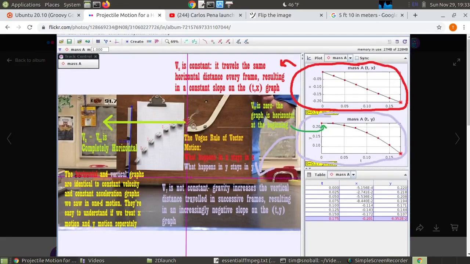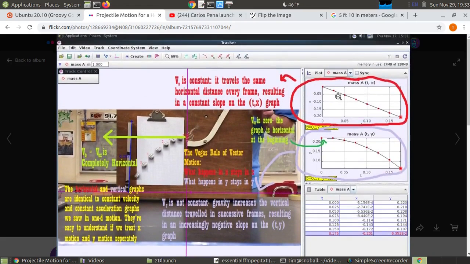So until now, we've only looked at projectiles that were launched horizontally. They had no vertical velocity until they left whatever ledge they fell off of. We saw that we could analyze such motion using the idea that horizontal and vertical are independent. I called that the Vegas rule. What happens in X stays in X. What happens in Y stays in Y.